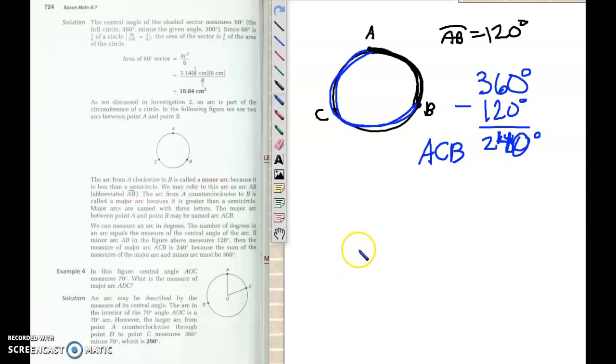All right, so let's go ahead and do example 4. In this figure, the central angle AOC measures 70 degrees. What is the measure of major arc ADC? Well, we know that we are starting with 360 degrees. We know that we're measuring around the circle greater than a semicircle, which means we're going to leave out the central angle of this guy right here. We know that this is 70 degrees, so we're going to take that away from 360 degrees. We're going to get 290 degrees.